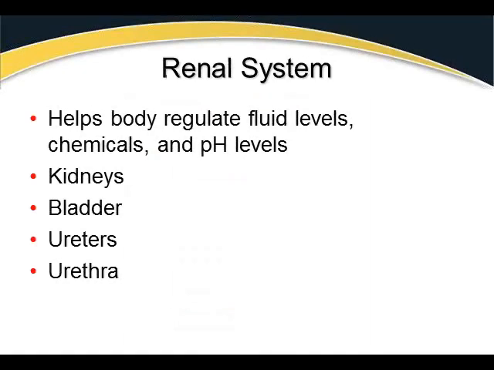Renal system. This helps to regulate fluid levels, chemicals, pH, and really it is composed of the kidneys, the urinary bladder, the ureters, and the urethra. The kidneys will interact with the blood, pull the extra waters and chemicals out of the blood, and funnel them down through a nice convoluted system until it dumps into the middle of the kidney. It's taken by the ureters from the kidney to the urinary bladder and stored until we decide to get rid of it via our urethra.